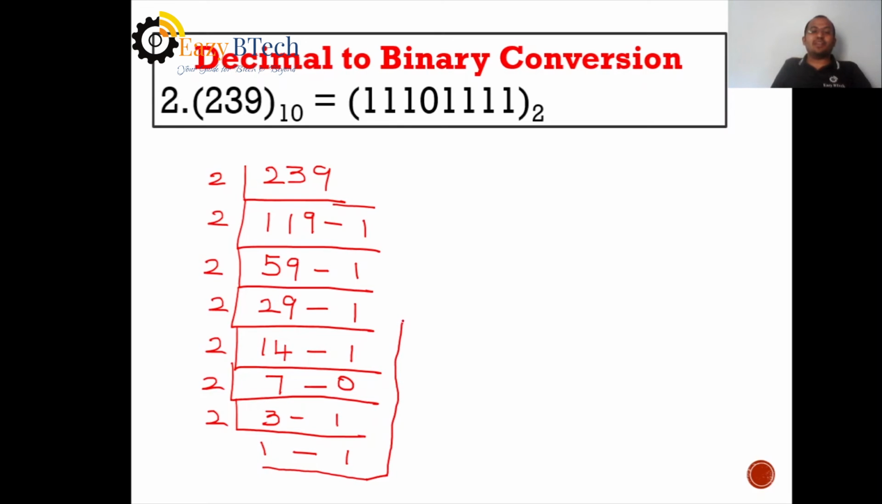Now write whatever remainders we got in the reverse order. So the corresponding binary equivalent for the given decimal number is 1 1 1 0 1 1 1 1, with 4 ones at the end. So this is the binary equivalent for the given decimal number 239.